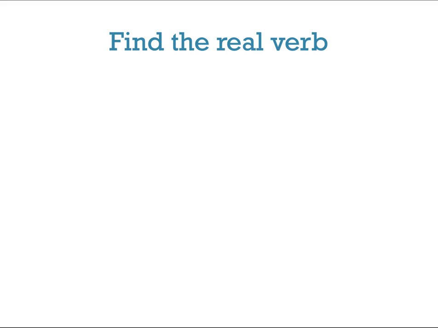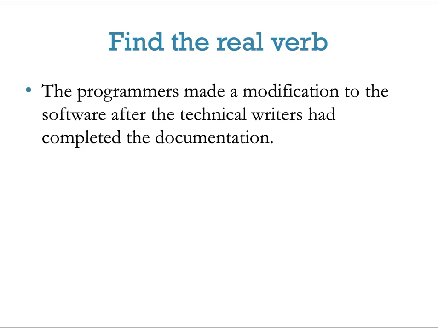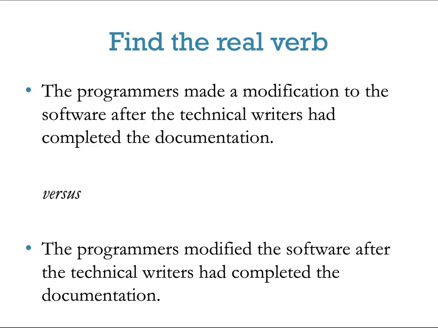Next, we want to try to find the real verb. Even after we found the real subject, we still sometimes don't write as clearly and directly as we could. So, finding the real verb in a sentence is the next strategy for writing concisely and clearly. The programmers made a modification to the software after the technical writers had completed the documentation. Versus, the programmers modified the software after the technical writers had completed the documentation.